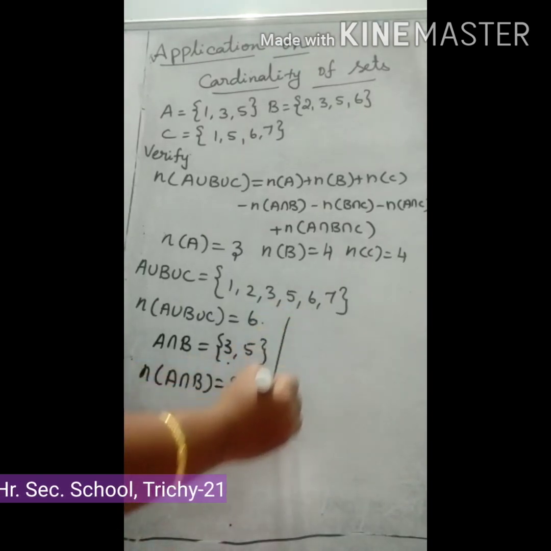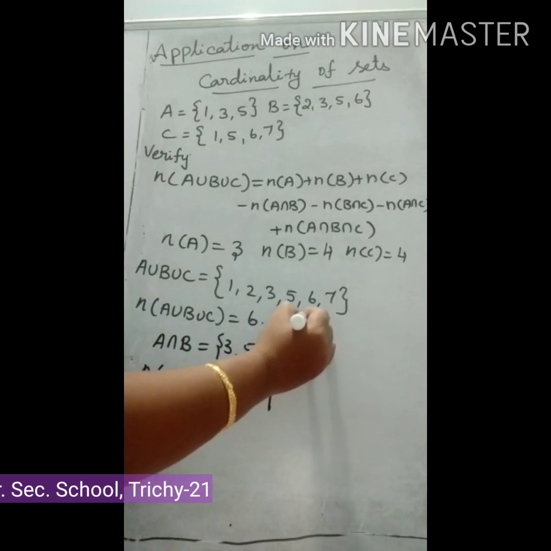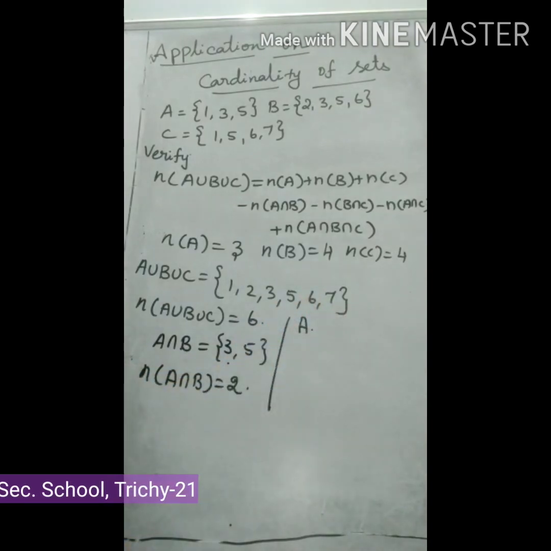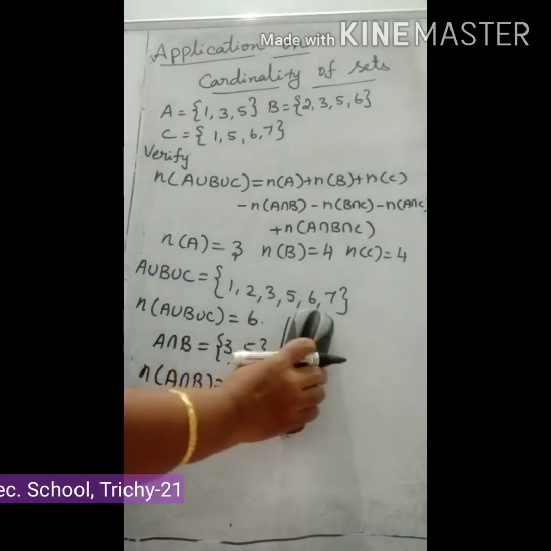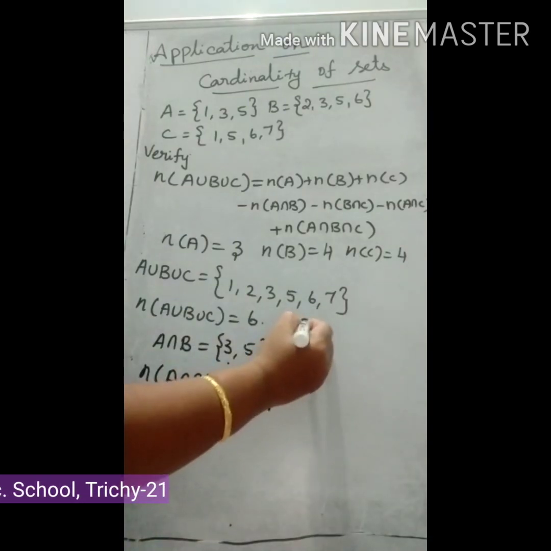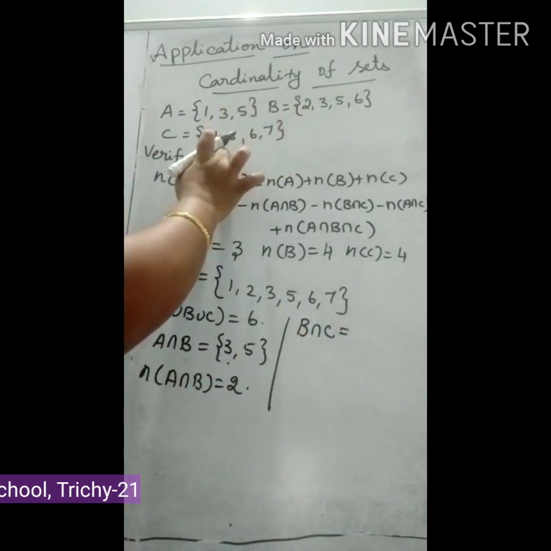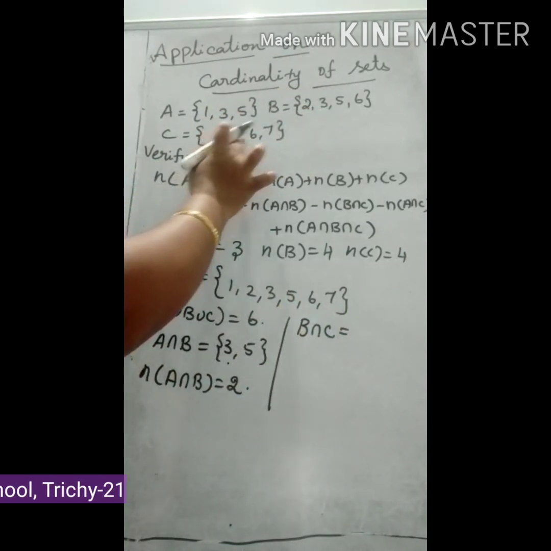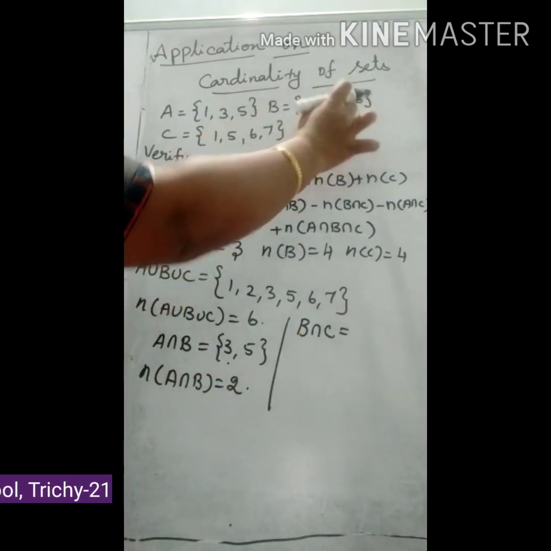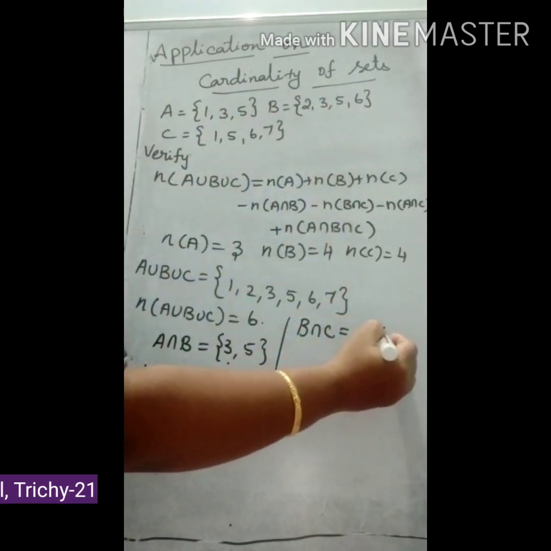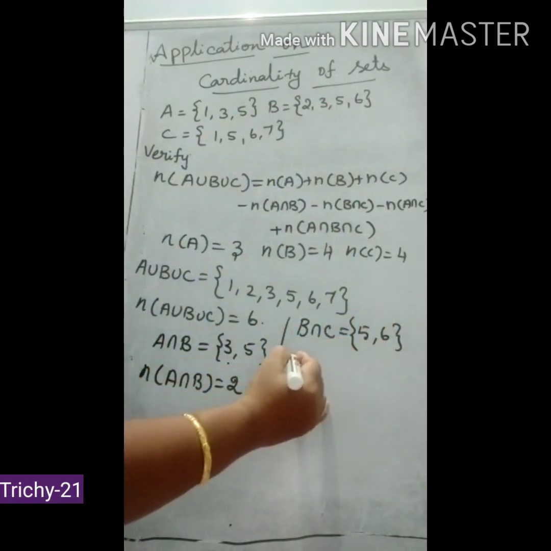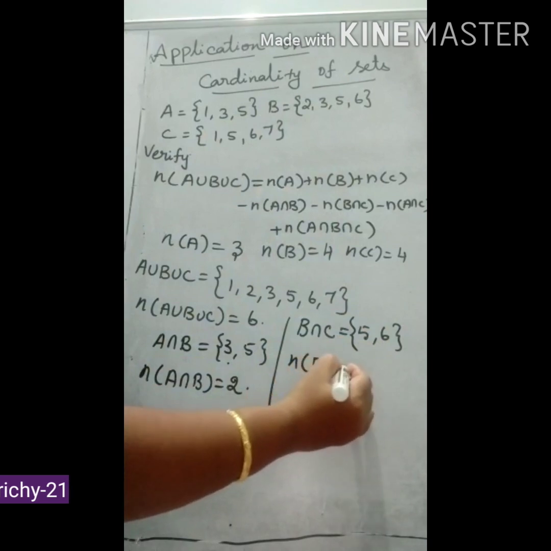Now we have to find B ∩ C. B ∩ C means you have to take B and C. The common elements are 5 and 6. So n(B ∩ C) = 2.